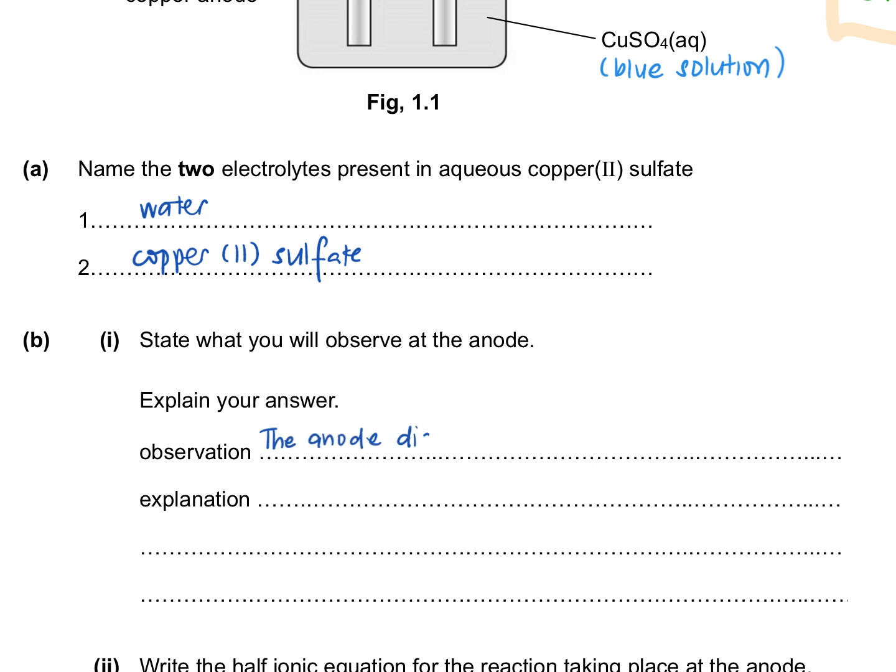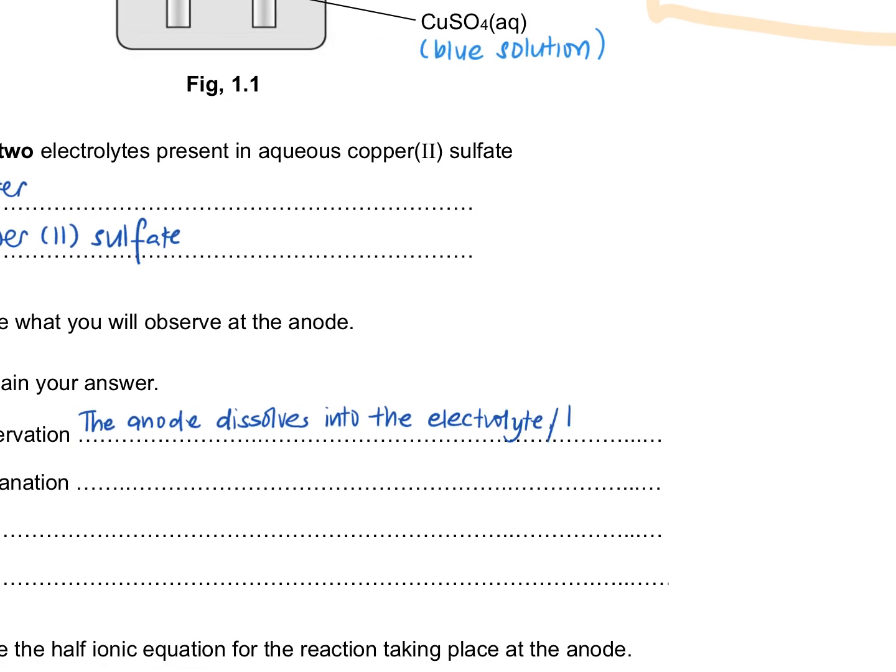There are some common phrases that you see. So, dissolve into the electrolyte. Or, as I talked about yesterday, you can say it becomes smaller in size. Or you can say decrease in mass. I'll write it in red. So there are 3 ways they can phrase this observation. Decrease in mass just means that it becomes smaller.